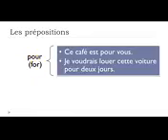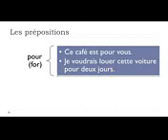And the first one that we'll see is pour, and pour means for. Okay, so we'll see two examples here. Ce café est pour vous. Okay, so ce café, this coffee, is pour, for, vous, you. Ce café est pour vous. Second example, je voudrais louer cette voiture pour 2 jours. Okay, so remember here we've got this conditional form. So I would like to, louer means to rent, cette voiture, this car, pour 2 jours, for 2 days. Okay, je voudrais louer cette voiture pour 2 jours.